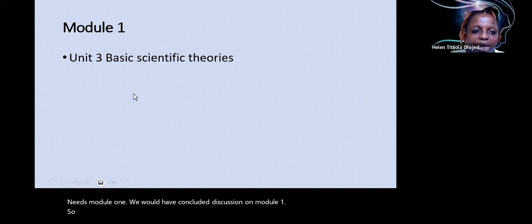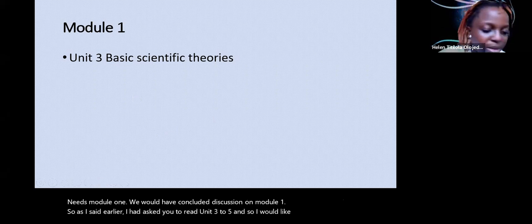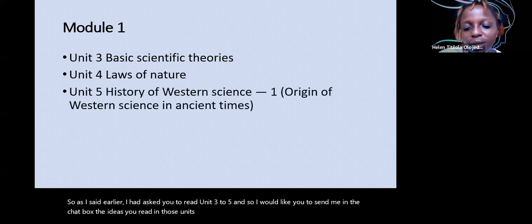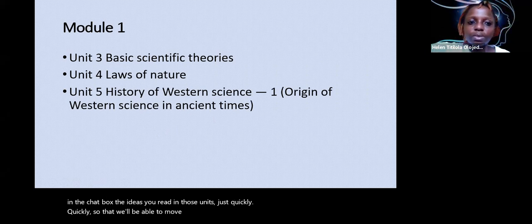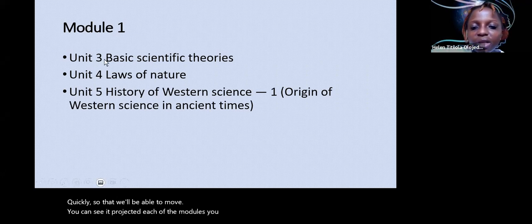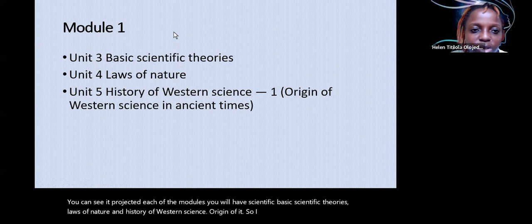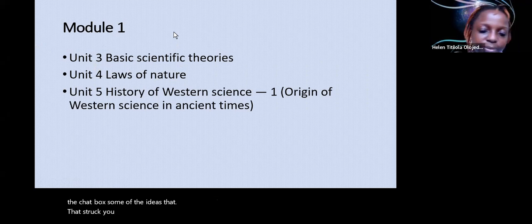So as I said earlier, I'd asked you to read units 3 to 5. And so I would like you to send me in the chat box the ideas you read in those units. Just quickly, so that we'll be able to move. You can see it projected, each of the modules. We have basic scientific theories, laws of nature, and history of Western science, origin of it. So I suppose you've read it. Just put in the chat box some of the ideas that struck you while reading.